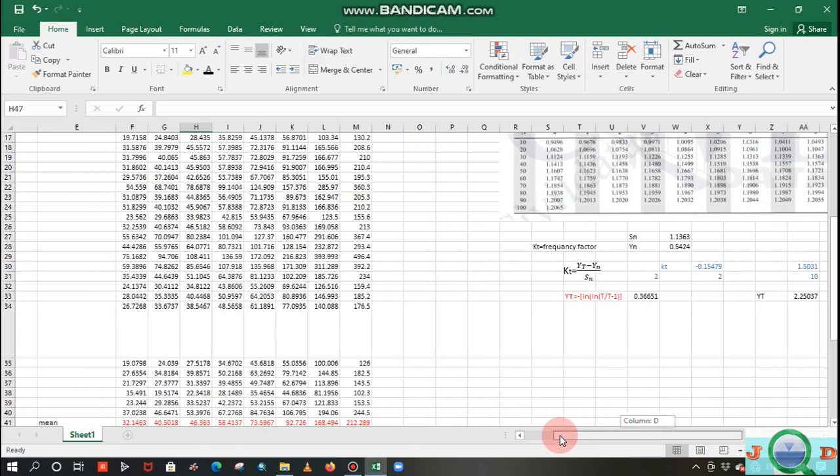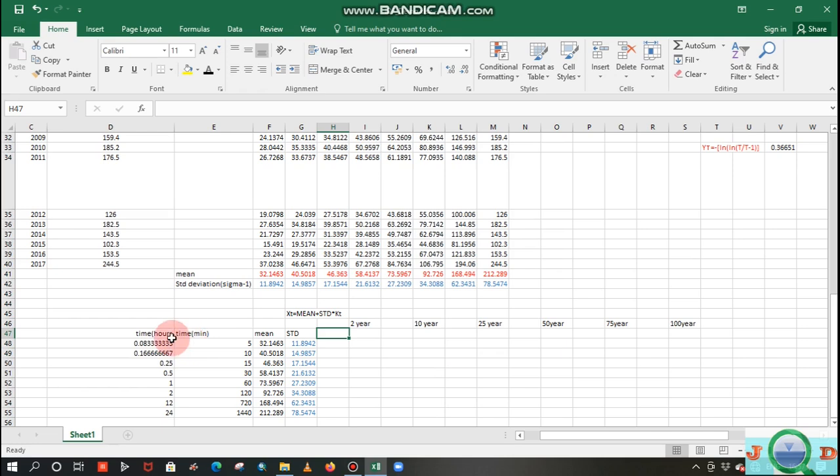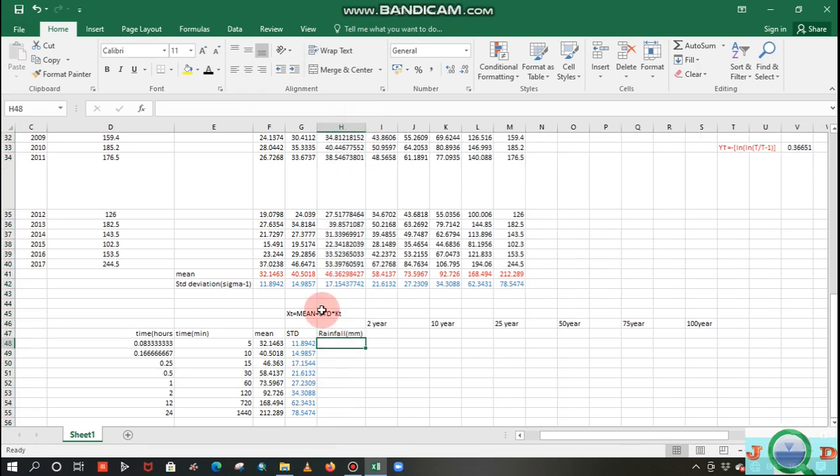So now move to this calculation part. Here we have the time in hours, the mean, standard deviation. First we find out the rainfall depth, which is in mm. We can find the rainfall depth by this Gumbel variate XT. We have this formula, mean plus standard deviation into KT, where KT, which is already calculated, is the frequency factor, and T is the return period. We have found the frequency factor for the 2 year return period, so apply this formula here.